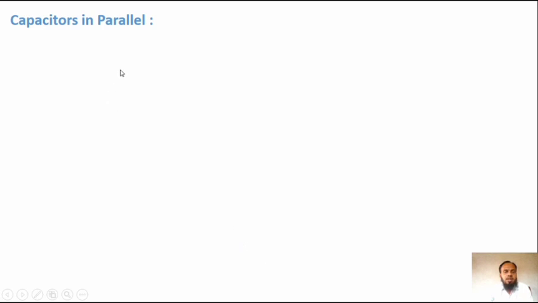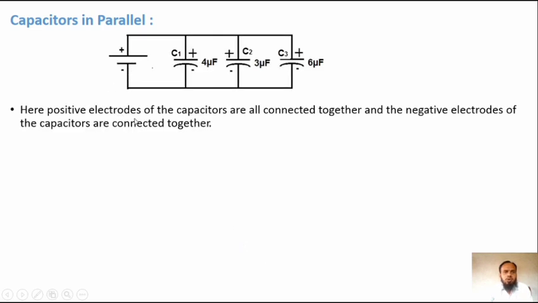Then capacitors in parallel. Here positive electrodes of the capacitor are all connected together, and the negative electrodes of the capacitors are connected together. Here positive electrode of the C1, positive electrode of the C2 and positive electrode of the C3 all are connected together to the positive terminal of the battery, and negative electrode of the C1, negative electrode of the C2 and negative electrode of the C3 are common and connected to the negative terminal of the battery, and these are called parallel capacitance.